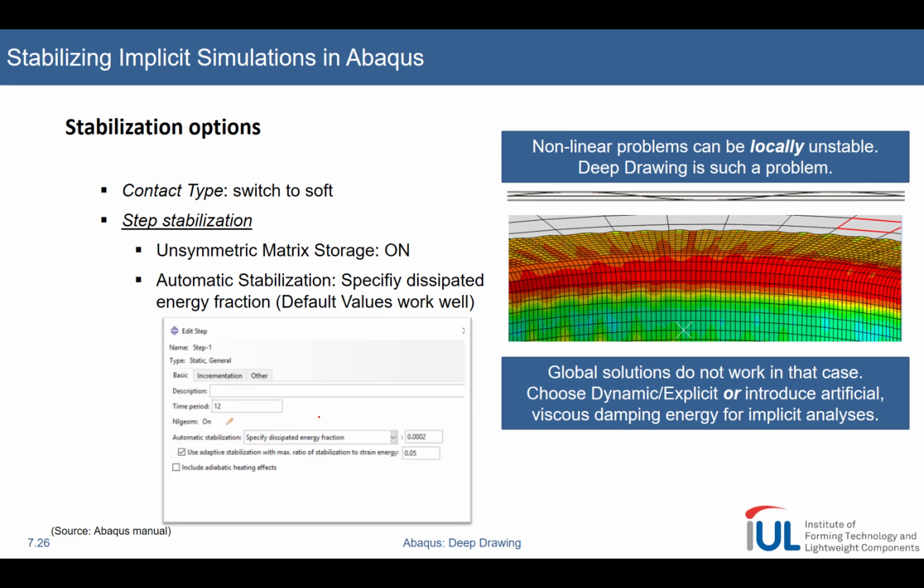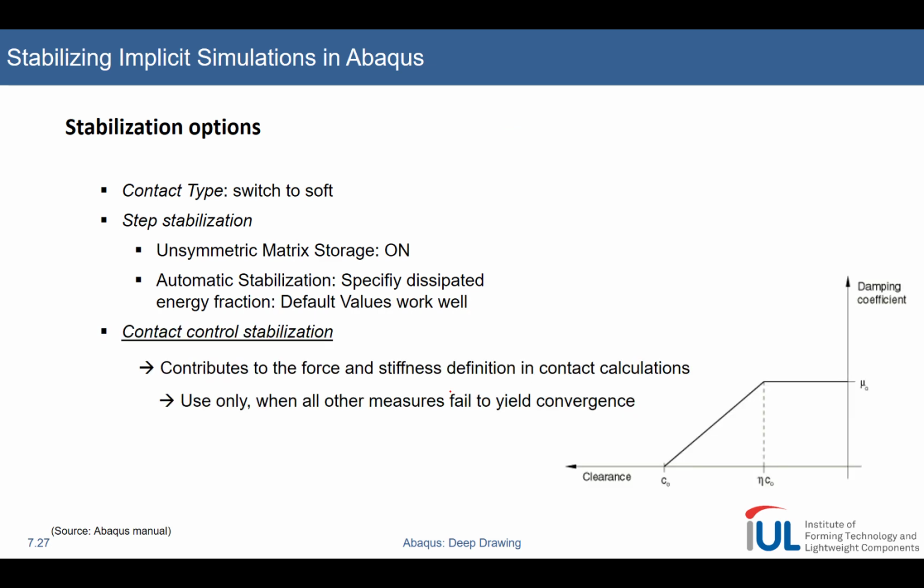So in your step definition, it's actually this part down here. By default this is none, and you just switch to specify dissipated energy fraction, and I can tell you that the default values work pretty well in many circumstances, so tweaking them might be a little risky, but you can play around with it, see how it affects your simulation, your internal energies, we'll come to this in a bit, and see how it also affects the physical outcome of your simulation. So much for step stabilization approaches.